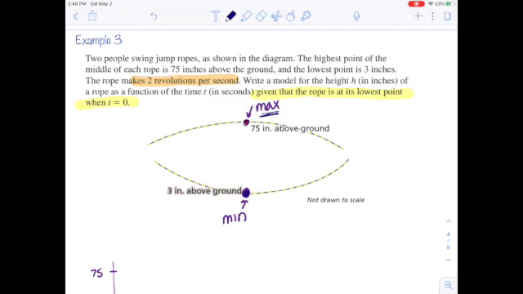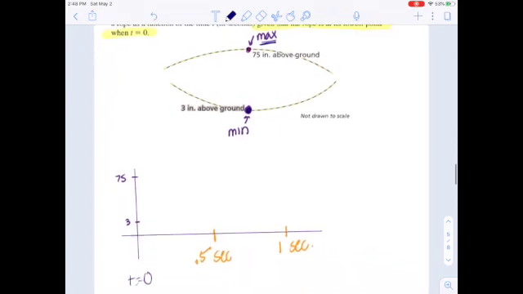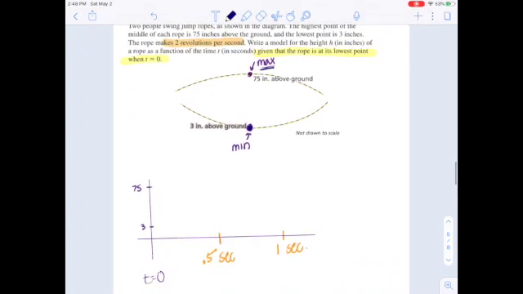The rope makes 2 revolutions per second. We're going to write a model for the height in inches of a rope as a function of time in seconds, given that the rope is at its lowest point when t equals 0. All right, let's just try to graph a little bit of this situation. All right, we've got time as our x-axis, and we've got height above the ground on our y-axis. So the graph starts at t equals 0 at 3 inches above the ground.